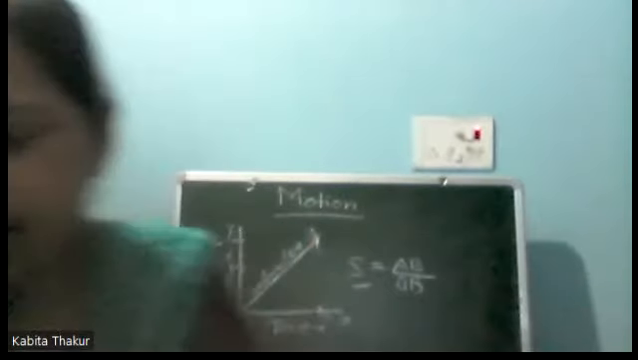How we are going to represent motion by using graph. First of all, we have discussed the distance time graph. In the distance time graph, the first condition which we are considering is the distance time graph of a body moving at uniform speed. So in uniform speed, we can calculate by using the distance time graph.